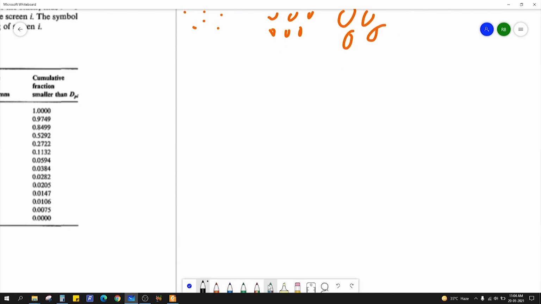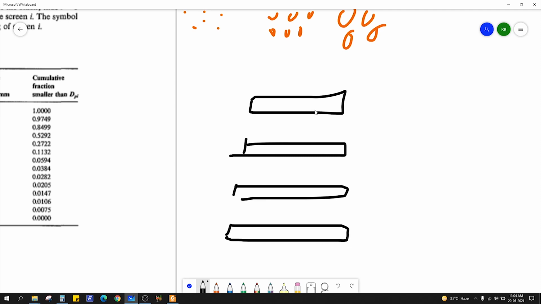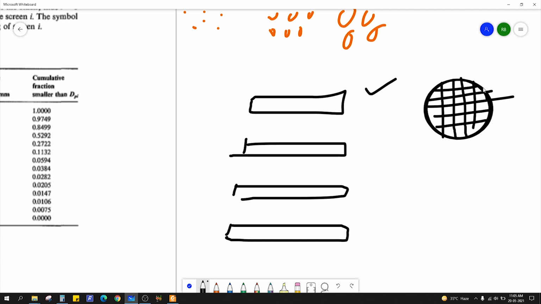So to do this, we use screens. How these screens look like is, suppose I have different screens here. This is the side view. And if you see the top view here, it is nothing but circular. It can be rectangular also, it doesn't matter. Inside these screens, we have a mesh. The first one will be the largest. The next one will be a little bit smaller than the previous one, and smaller. The size decreases.